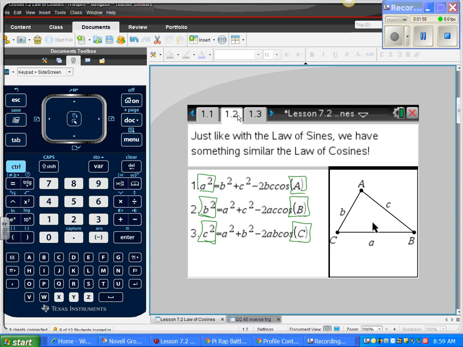Just like when you guys were finding area of a non-right triangle, what did you guys have to have in order for the area of a non-right triangle to work? Two sides and the included angle, right? Okay, so law of cosines is going to be similar to that. You're going to have two sides, and you're going to be looking for the included angle. You'll have the third side as well in that case. Or you'll have two sides and the included angle, and you'll be looking for the side opposite the included angle. All right, so you're going to see what that looks like in just a minute. Are you guys ready?